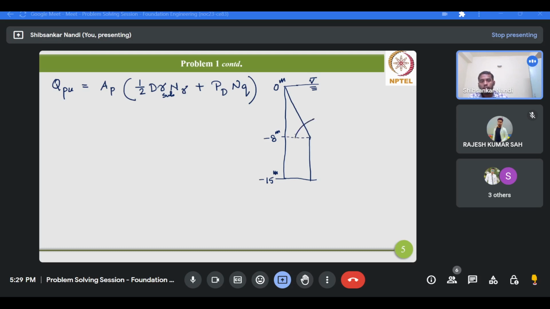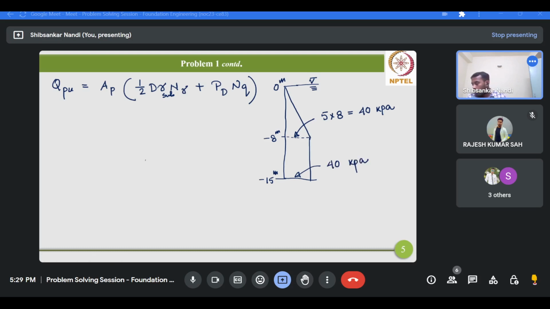Now what is this value? This value would be 5 times 8. This 5 is the submerged unit weight of the soil, that is rain sand, and this 8 is the depth, so that is 40 kPa. This value will remain constant up to the pile tip, from the critical length to the pile tip. So this is again 40 kPa.